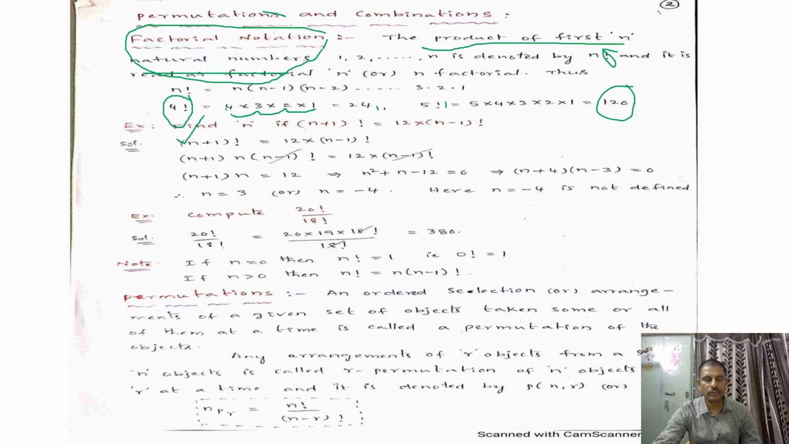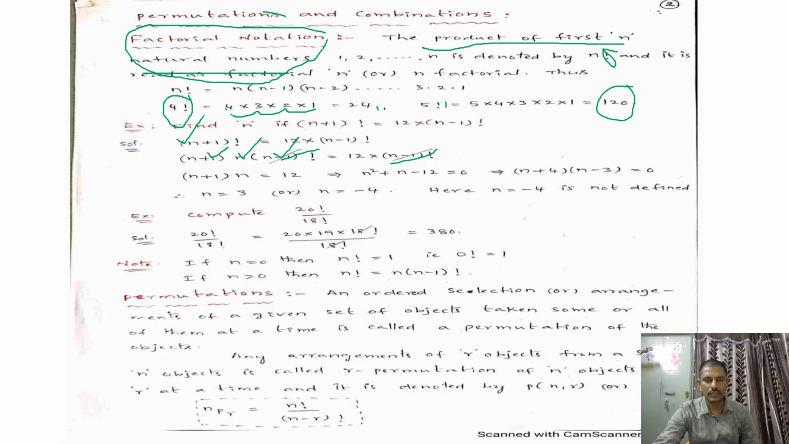By using the factorial notation, we can reduce n plus 1 factorial consecutively up to our desired destination. So here I can reduce n plus 1 factorial consecutively 2 times. I am getting n plus 1 into n into n minus 1 factorial, because I need only n minus 1 factorial. So I am writing n plus 1 factorial as n plus 1 into n into n minus 1 factorial, which is equal to 12 into n minus 1 factorial. So n minus 1 factorial on both sides gets cancelled. What is the value remaining on the LHS? n plus 1 into n.